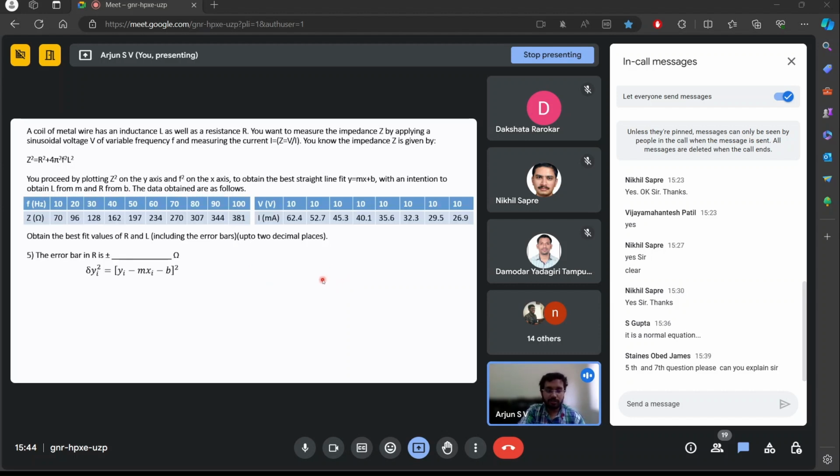So for the fifth question, you will be doing the same thing as well. For the fourth and sixth question, I have asked you to calculate the square values of f and z. After calculating f square and z square, you will be having that table, and you will be using those f square and z square values as x and y.